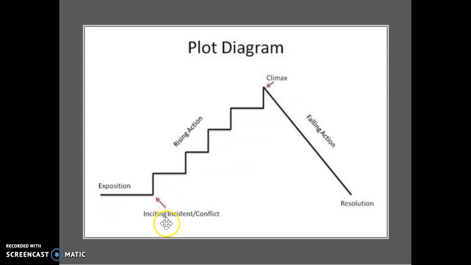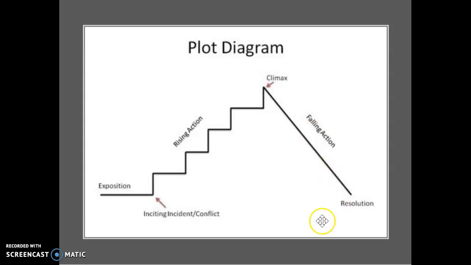We see the exposition, the inciting incident, or the conflict that sparks the rising action. That's where the characters are wrestling with the conflict and trying to solve the problem and maybe making some attempts and failing. The climax, that's going to be our height of action or emotion. And then the falling action and resolution, that's where the main conflict is being resolved, and then the resolution, all the loose ends have been tied up.